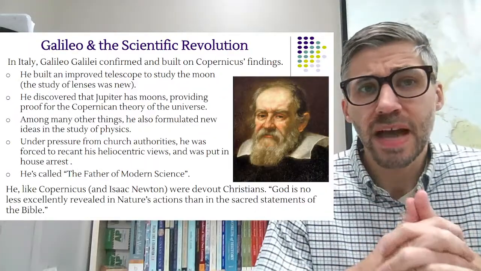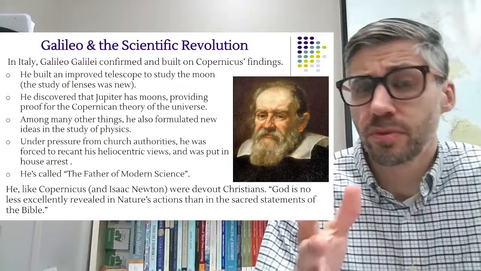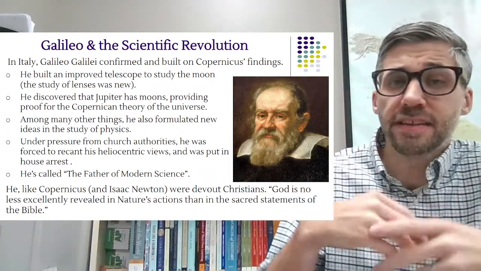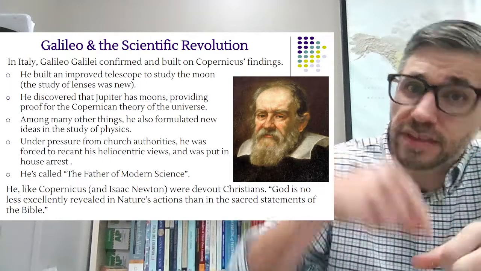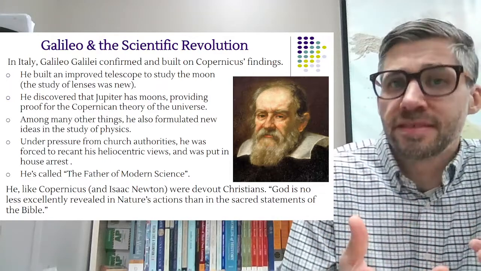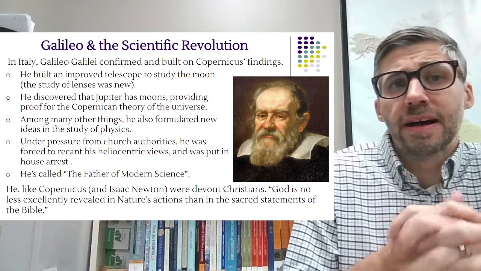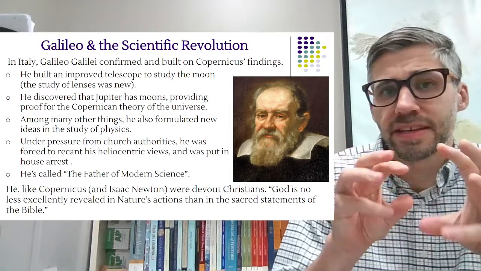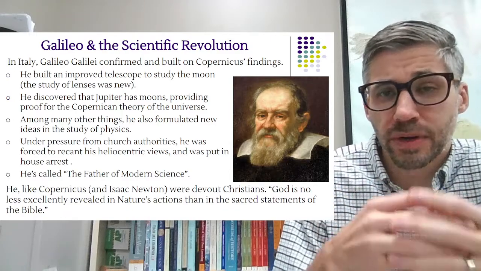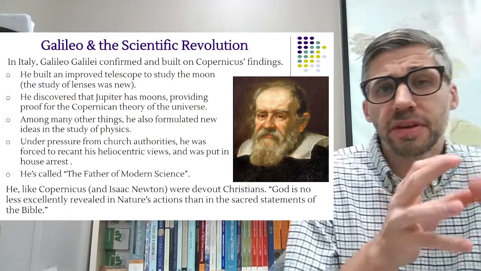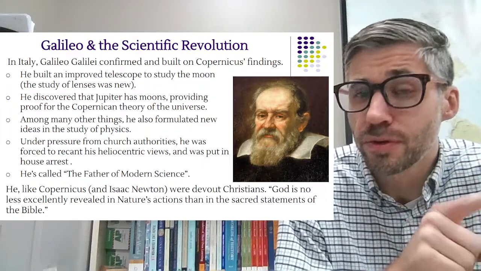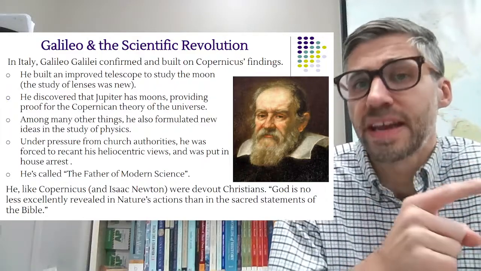Galileo, out of Italy, confirms Copernicus's findings. And Galileo doesn't do it mathematically, rationally. He does it empirically by saying, look here in this telescope, right? The study of lenses is relatively new, and so he's building his own telescopes to study the moon and what it looks like up close. But he's also noting, as he studies Jupiter, he says, uh-oh, look here, Jupiter has moons, and we can observe those moons rotating around Jupiter.